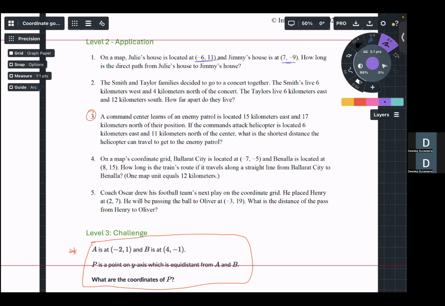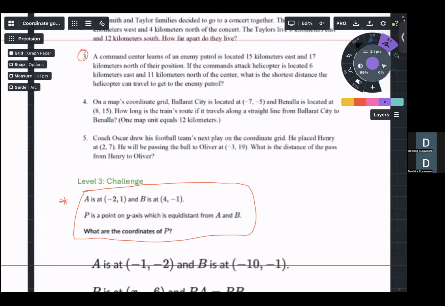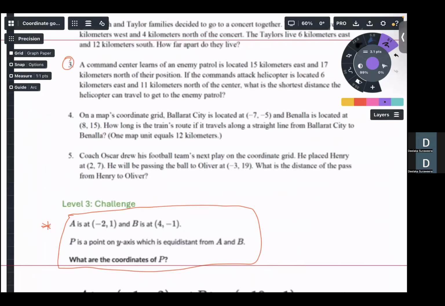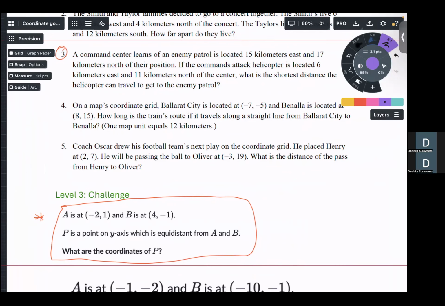I know I started with a pretty hard question. Even level 3 is pretty hard, but I've seen a lot of you guys do it pretty well. It's good. The challenge is algebraic. You need algebra.